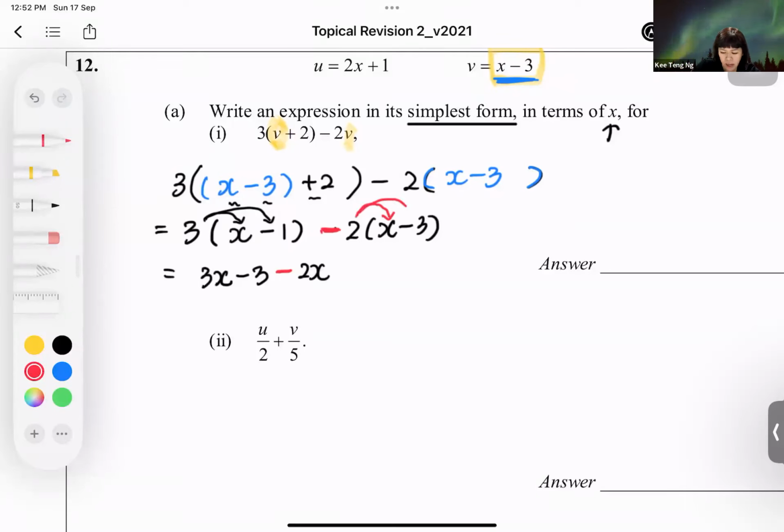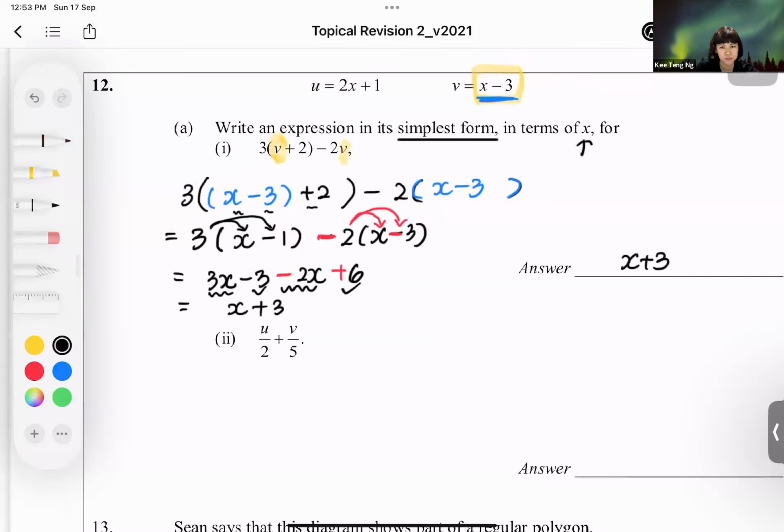Negative 2 times negative 3 becomes positive. 2 times 3 is 6. Okay, then now we simplify 3x minus 2x, left x. Negative 3 plus 6. 6 minus 3, 3. So the answer in terms of x is x plus 3. Have you gotten the answer?